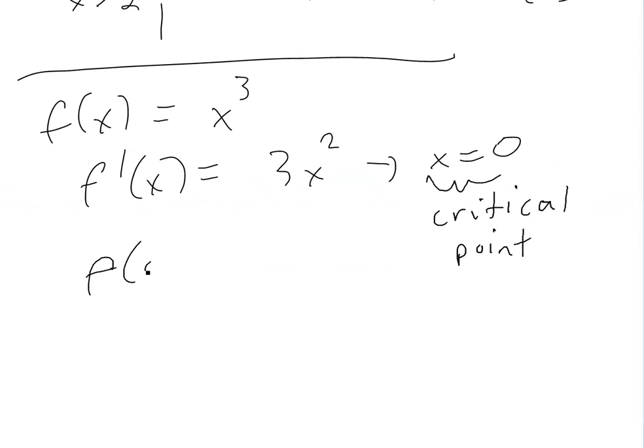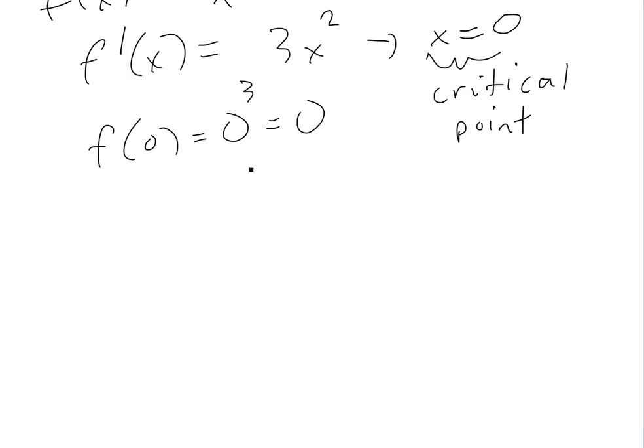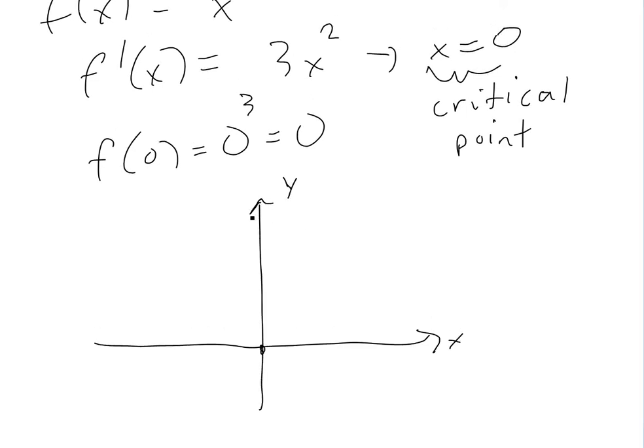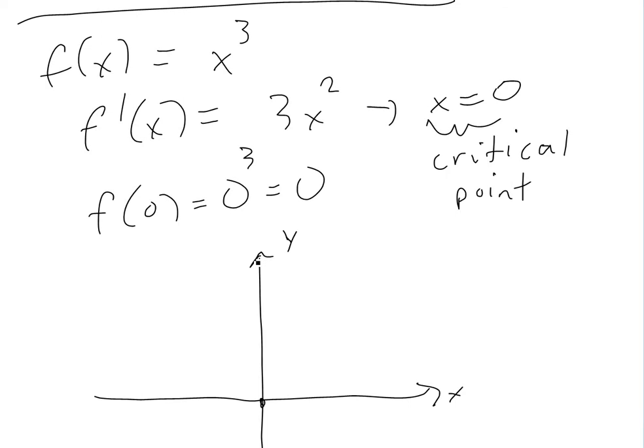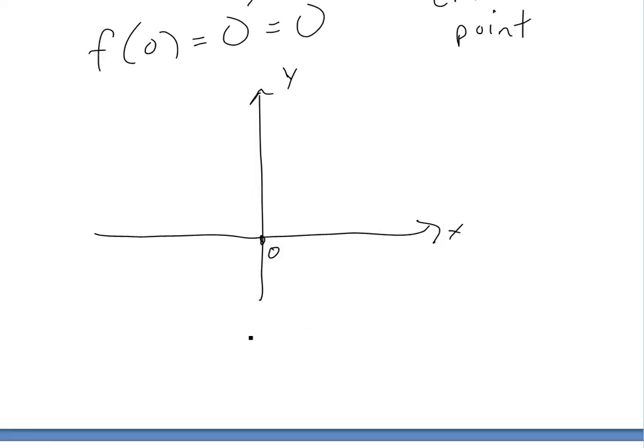And then we know that f(0) is equal to 0. Plug it in, 0 cubed, 0. So if we plug it in right here, we know that this is going to be 0 as a critical point right here. This is x, this is y. And then if we look at the two intervals, less than 0 and greater than 0, this one is x less than 0, this is x greater than 0.